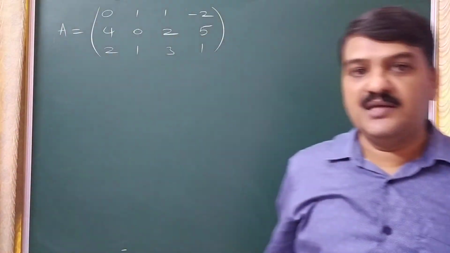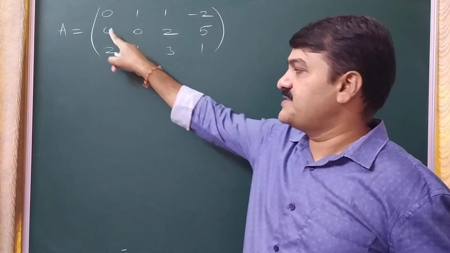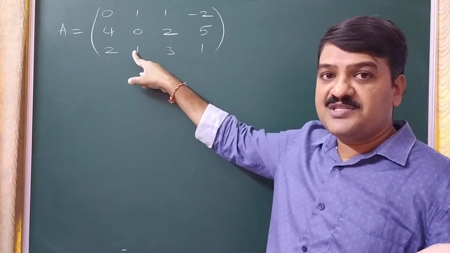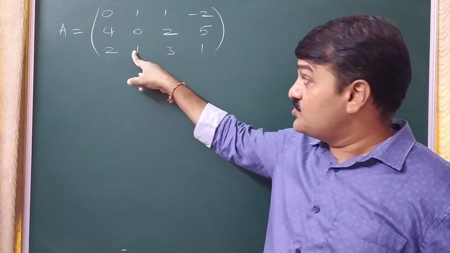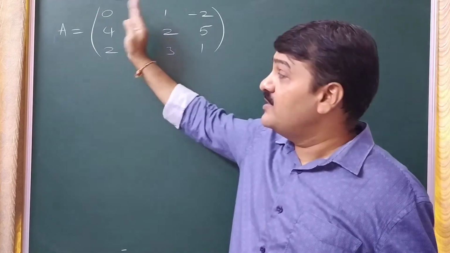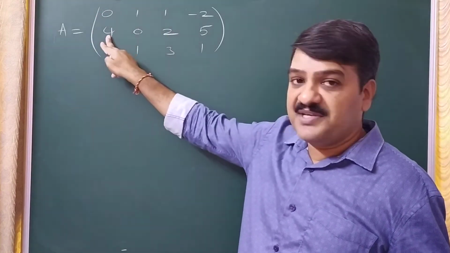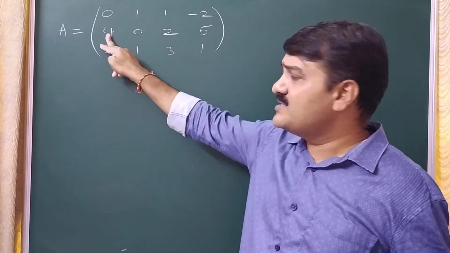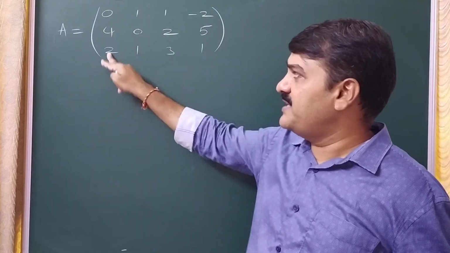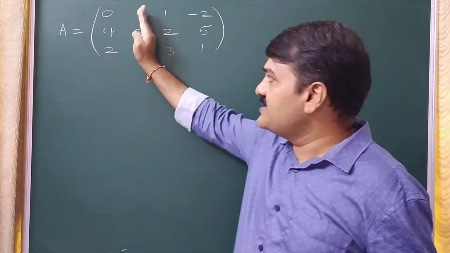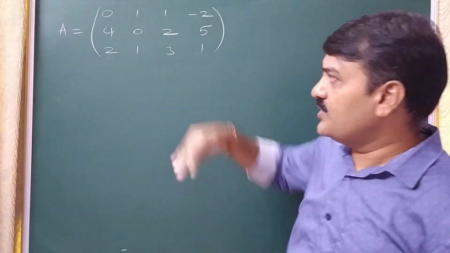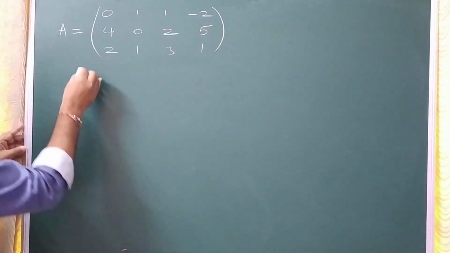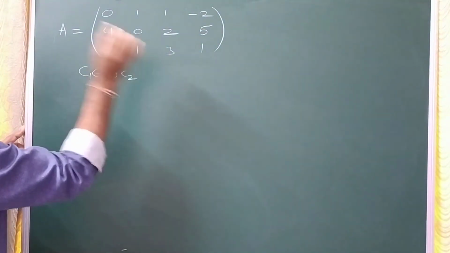So basically I want to get 0 in these 3 places. What is the first property of elementary transformations? You can interchange rows or columns. If I interchange these 2 columns, automatically I will get 0 in this place, without doing anything else. I want 0 in these 3 places only, so I can interchange these 2, or you can interchange these 2. Anything is okay. So I will interchange C1 and C2 here.